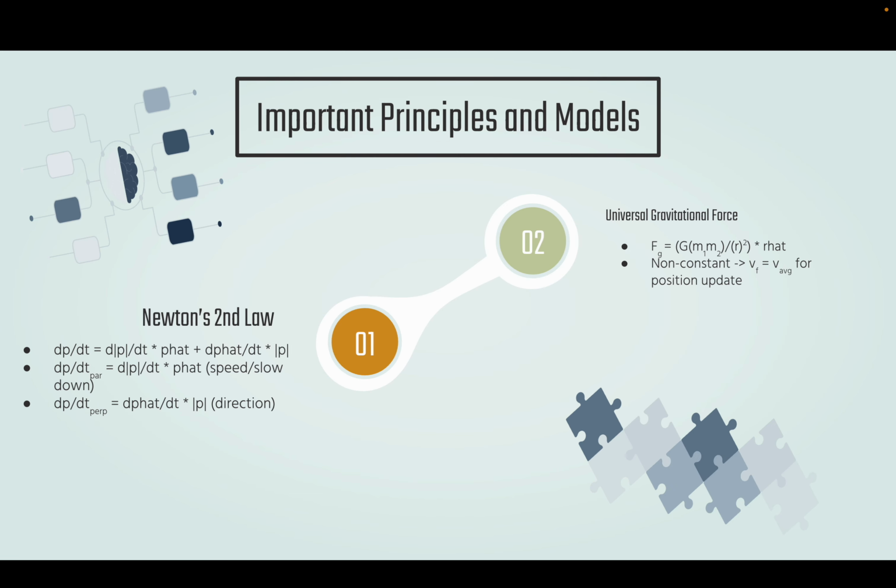These are some important principles that I'd like to discuss and expand upon. Firstly, within Newton's second law and the momentum principle, the parallel component is used to determine changes in physical speed, and whether it speeds up or slows down. The perpendicular component is used to determine changes in the direction of motion. An important note of the universal gravitational force within the lab is that it is a non-constant force as the system travels in orbit around the surroundings. Thus, for the position update, V average is estimated to be V final.